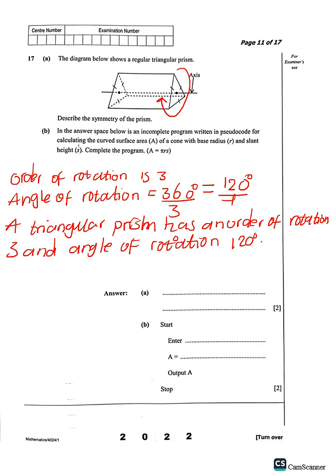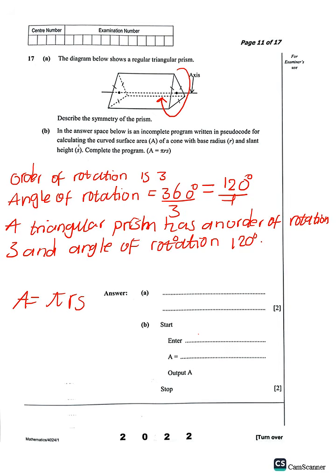Now let's move on to question B. In the space below is an incomplete program written in pseudocode for calculating the curved surface area of a cone with base radius r and slant height s. Complete the program. We have been given the formula. Curved surface area is equal to pi r s.